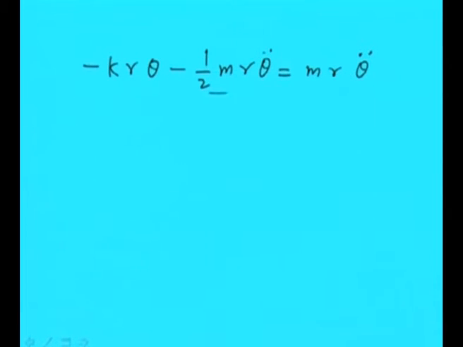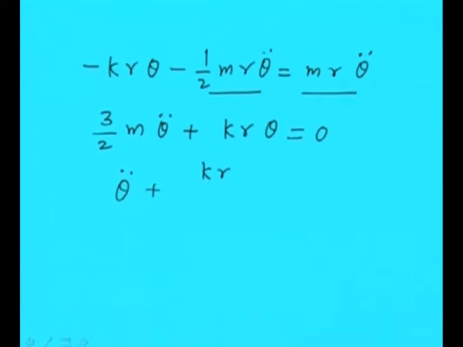So these two quantities can be combined, and they will give us this 3 by 2 m into theta double dot plus k r theta is equal to 0, and this can be written as k r. R is not here because it is common throughout, it will get cancelled.